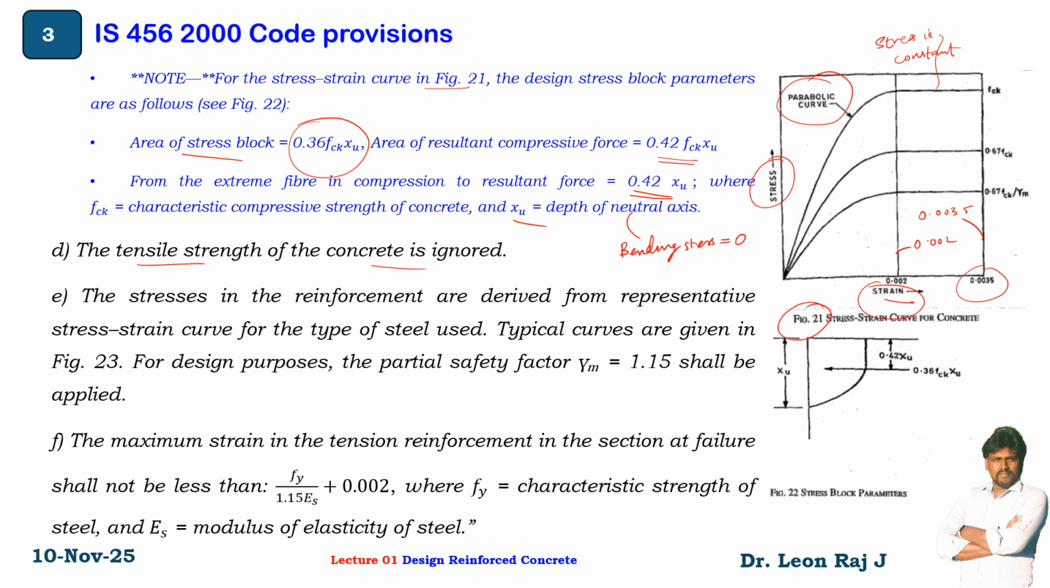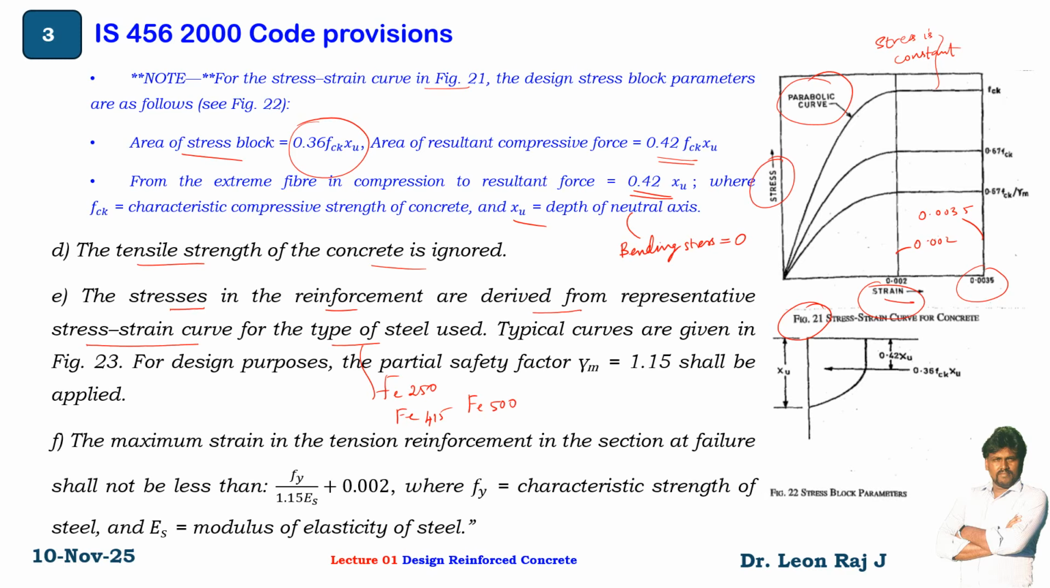The fourth assumption: tensile strength of the concrete is ignored. Why is it ignored? Because the tensile strength shall be completely taken care of by the provided reinforcement. The stresses in the reinforcement are derived from the respective stress strain curve for the type of steel used. So what are the types of steel? Fe 250, Fe 415, Fe 500. These are the types of steel.